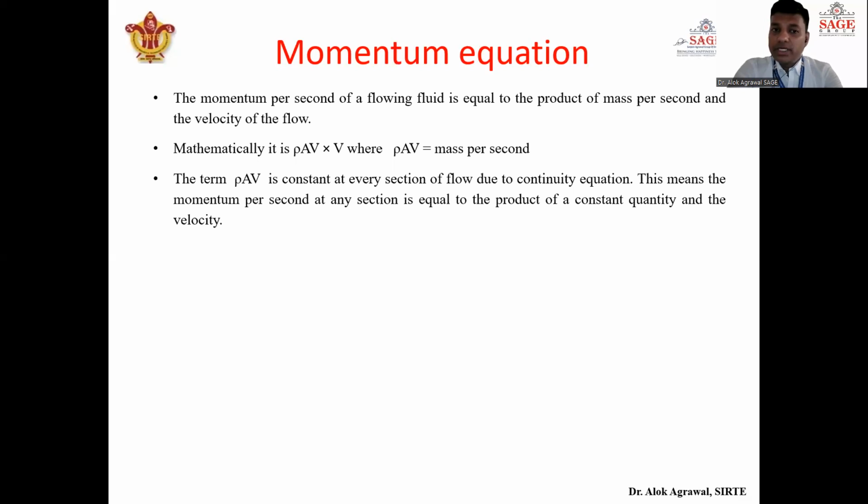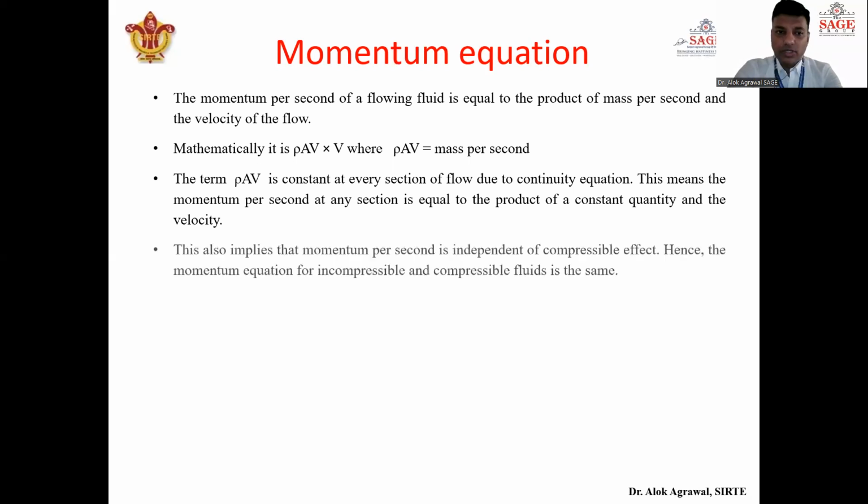This means that the momentum per second at any section is equal to the product of a constant quantity and the velocity, because rho into A into V is the constant. So rho into A into V multiplied by V, what we are doing actually, we are multiplying one constant term with velocity. Okay. So this implies that momentum per second is independent of compressible effect, because it is dependent on the velocity only, as one constant quantity is multiplied by velocity. So momentum equation is independent of the density of the fluid. Hence momentum equation for incompressible and compressible flow is the same.